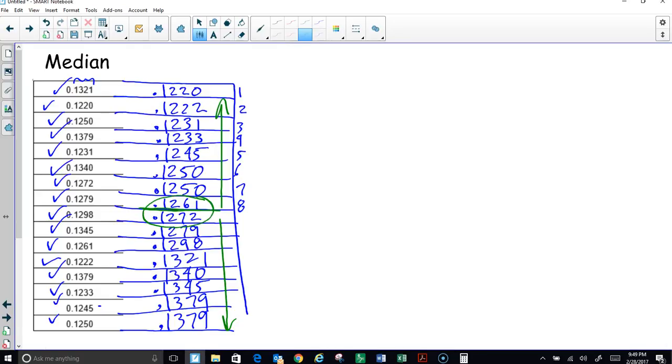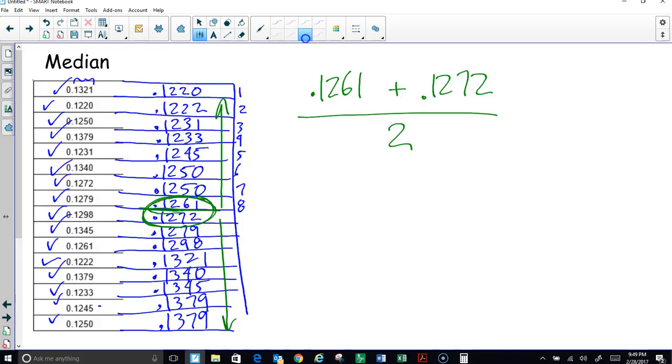So we're going to add up 0.1261 plus 0.1272 and divide by 2. So if there's an even number of numbers, you will take those two middle ones and average them. If there is an odd number of numbers, there'll just be a single number sitting there, and you just take that number as the median.